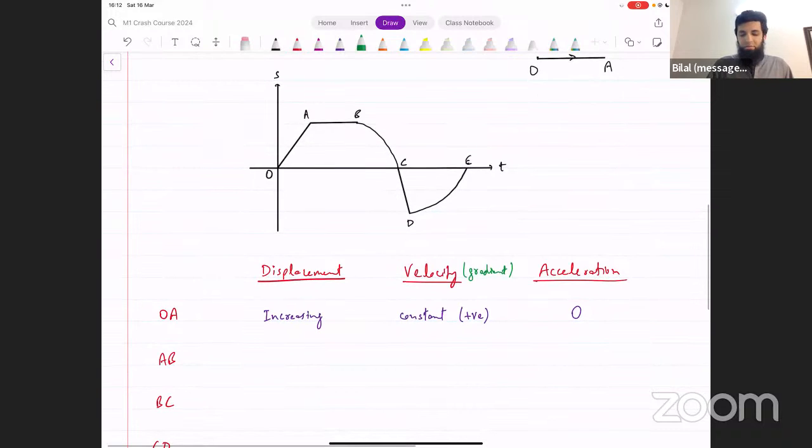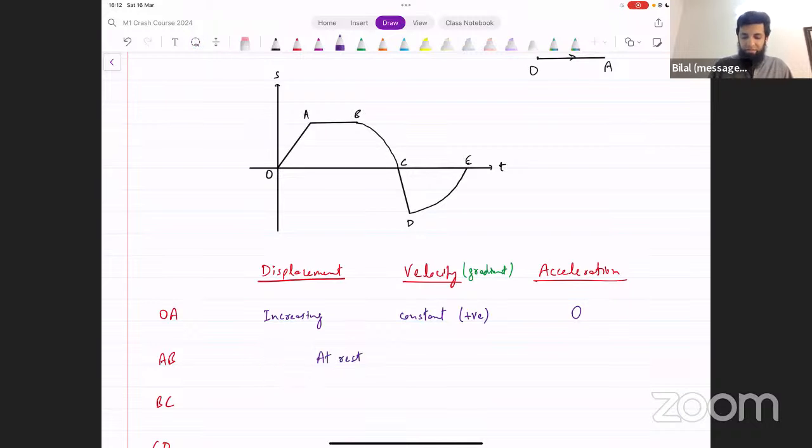What about A to B? A to B, what's happening to displacement? It remains. There's no increase in displacement. There's no change in displacement, right? So displacement basically remains the same. So you can say displacement remains constant. So you can say it's at rest. Displacement is unchanged.